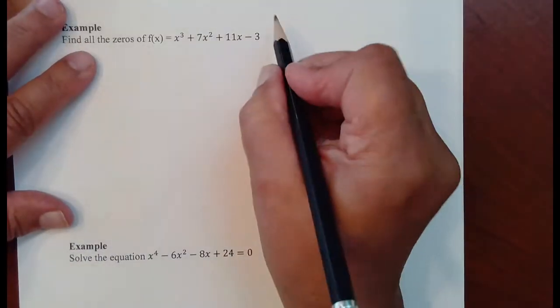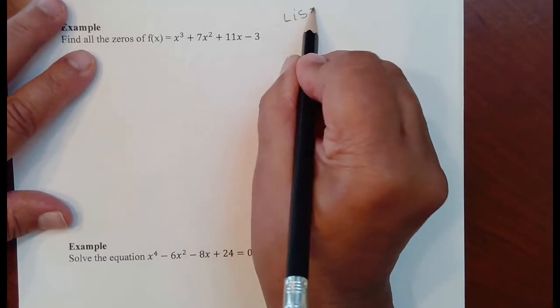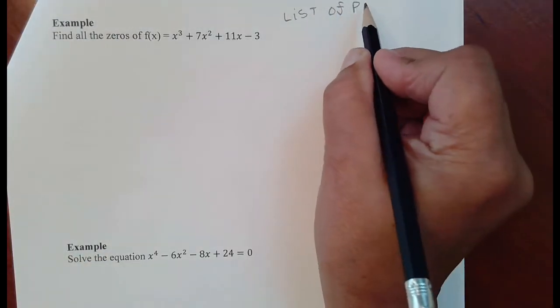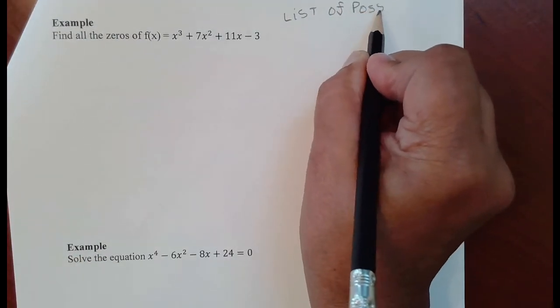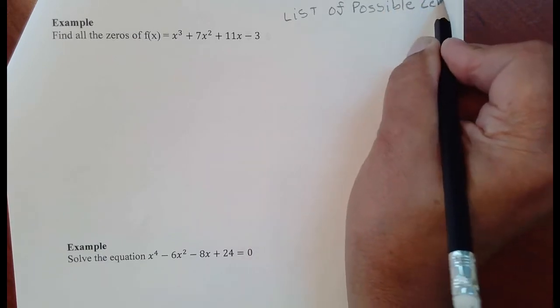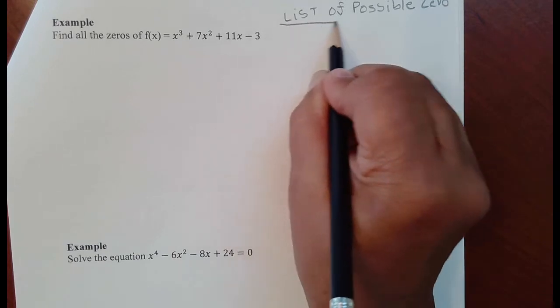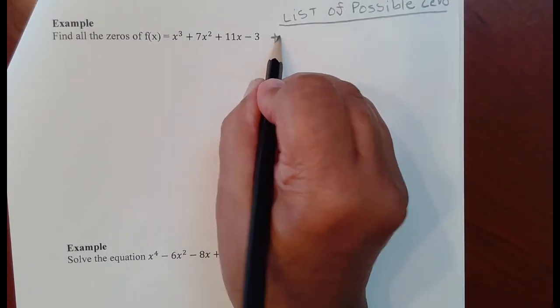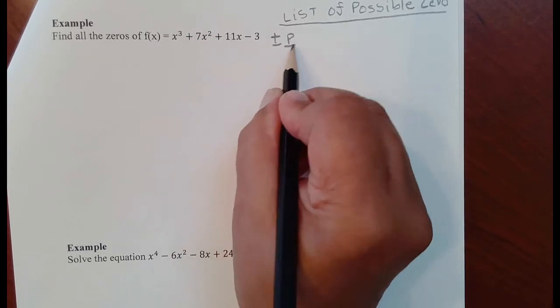So first, we're going to make the list of possible solutions, the list of possible zeros, as they can be called, by using the rational zero theorem. Okay, they come in this form, P over Q.